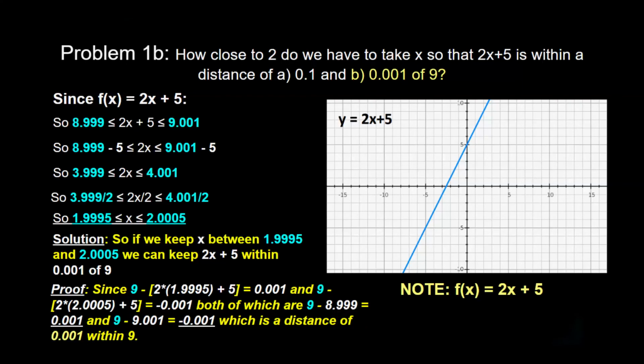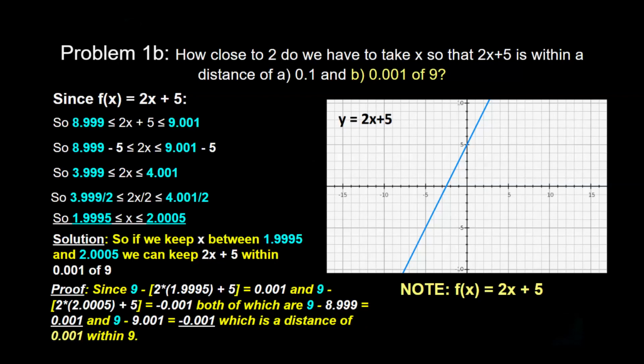So in other words, once we plug our x back into f of x, which is 2x plus 5, and if we subtract that from 9, that gives us our deviation with a distance no further than 0.001 of 9 in either direction. And that's how we know that if we take x between 1.995 and 2.005, we can keep f of x, which is 2x plus 5, within a distance of 0.001 of 9.